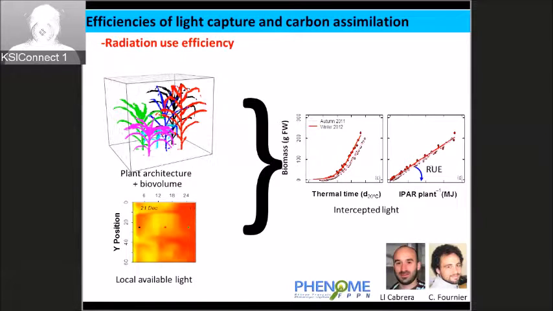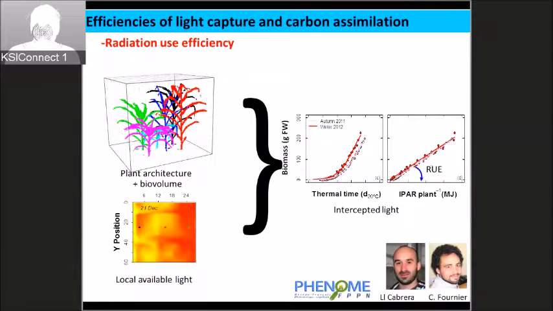I go rapidly on that, but what is important is that with 3D models, they can simulate for each small square, each 3D volume, the leaf area density and the angle of the different leaves. And so they have the plant architecture. They can have the biovolume, which can be transferred to biomass.